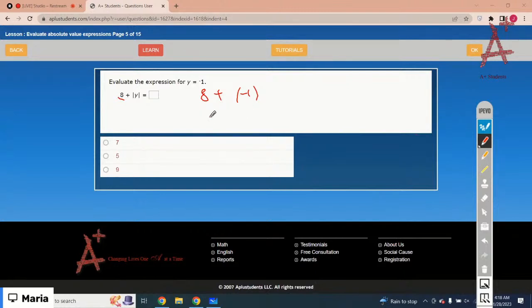Just replace the y with negative 1. The absolute value of negative 1 is 1. So 8 plus 1 equals 9. Got it? So the correct option is 9.